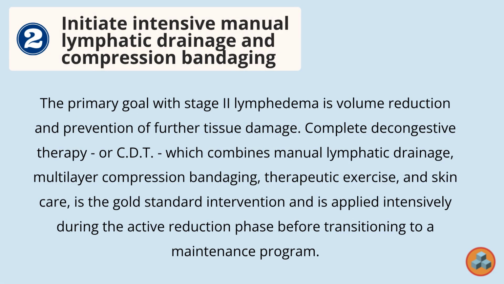Option 2. Initiate intensive manual lymphatic drainage and compression bandaging. The primary goal with stage 2 lymphedema is volume reduction and prevention of further tissue damage. Complete decongestive therapy, or CDT, which combines manual lymphatic drainage, multi-layer compression bandaging, therapeutic exercise, and skin care, is the gold standard intervention and is applied intensively during the active reduction phase before transitioning to a maintenance program.